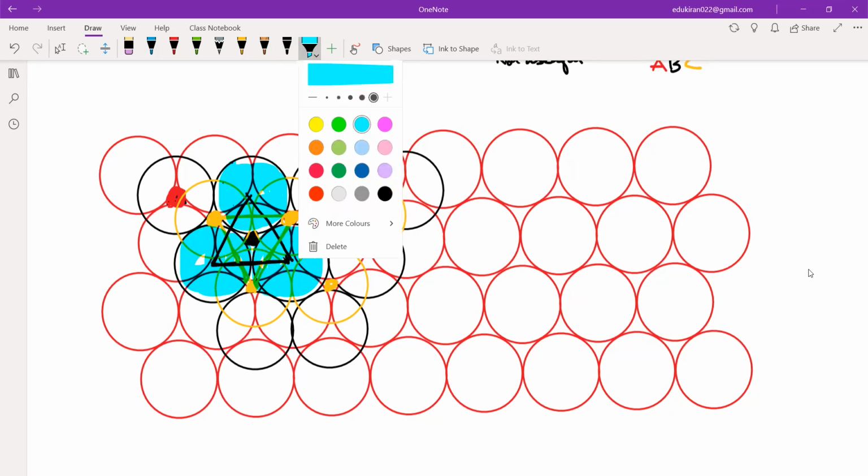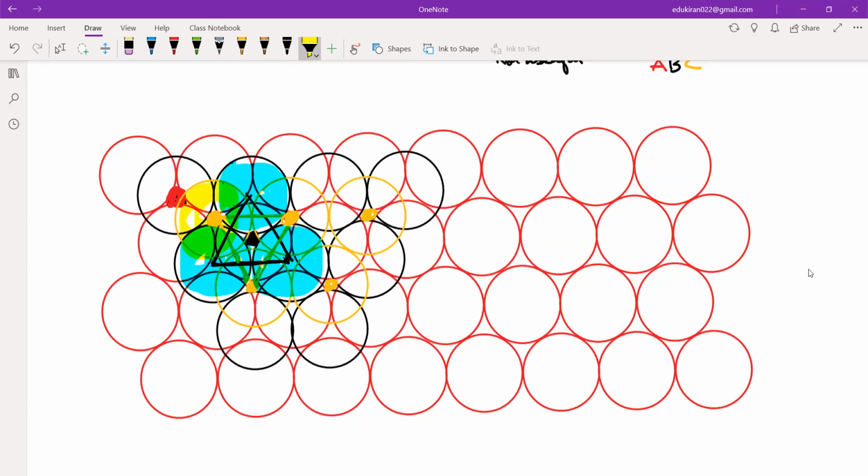Okay. And what are the yellow ones? These are the yellow ones. Okay. These three. Now they are giving up a new octahedral void, right? And this new octahedral void is here. This part. This is the new octahedral void.